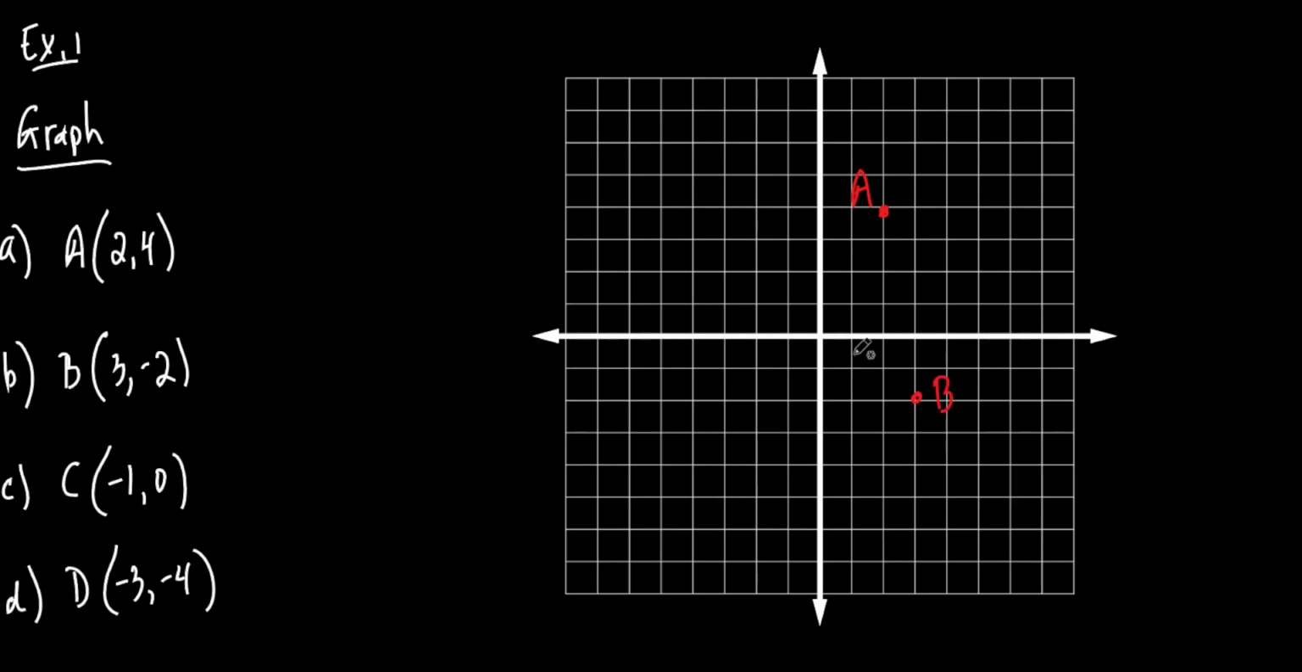C is (-1, 0). Start at the origin. You go to the left 1, and you don't go anywhere up and down. So you just stay right there. It's right on the x-axis, and that would be point C. Then point D would be (-3, -4). So I go to the left 3: 1, 2, 3, and down 4: 1, 2, 3, 4. Right there, that's point D, and bam, there I go. I just graphed those points.